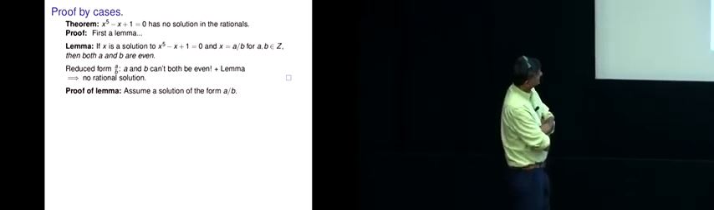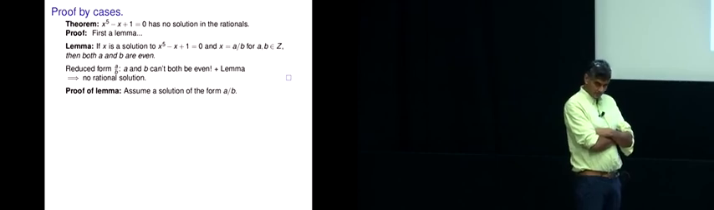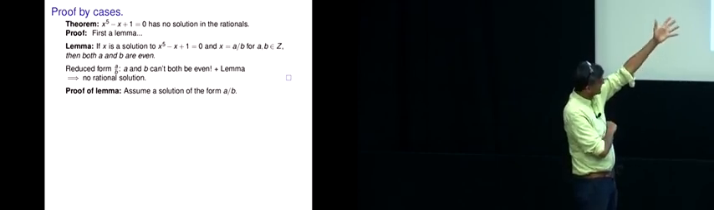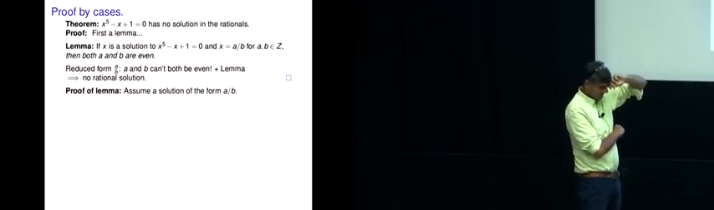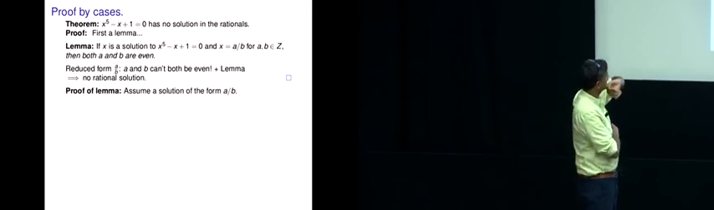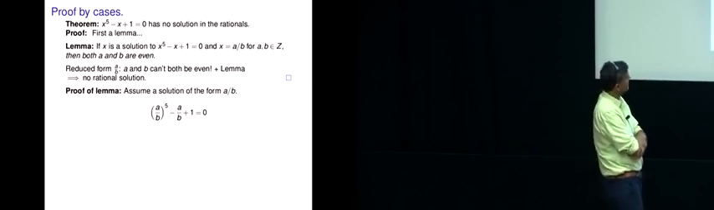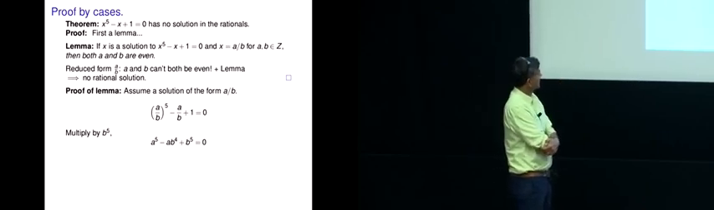So let's assume a solution of the form a over b. The lemma is, in some sense, the main engine of the contradiction. We plug it into our equation, right? That's the obvious thing to do. We get rid of all those fractions, and we get this equation.